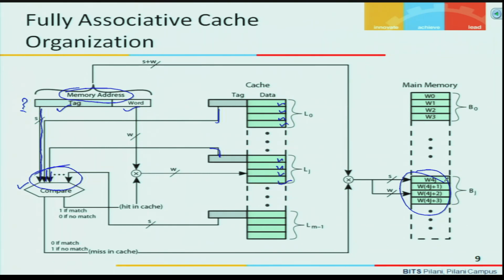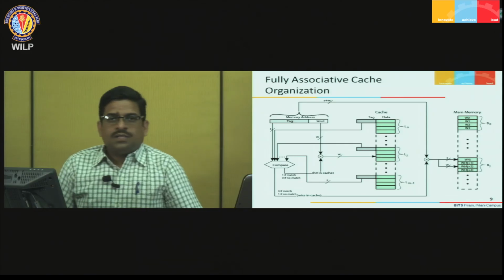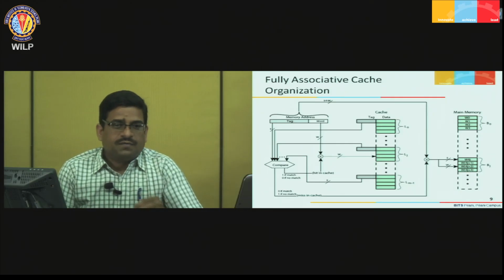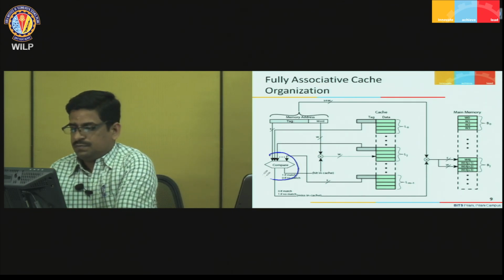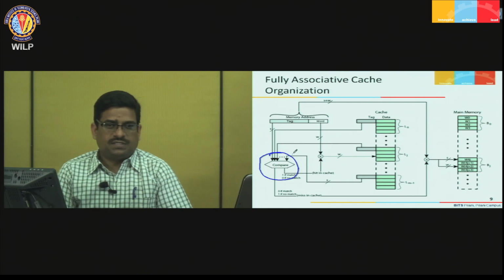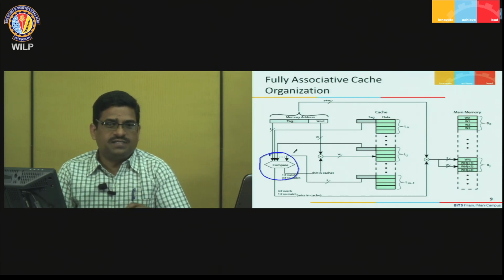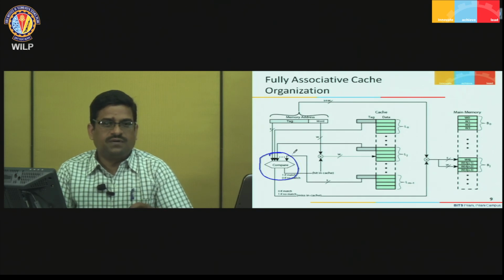So, here one problem is solved, that now any block of the main memory can map to any cache line. One problem is solved, but what is the other problem here? This comparison. This is complex. The circuitry becomes complex, cost will increase, and delay will also be there, because it is a digital circuit, so some delay is associated with each comparison.